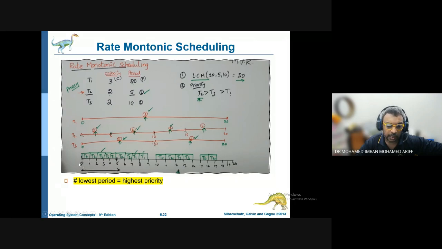Alright? So, at time 0, T2 akan buat. Berapa banyak dia buat? Dia buat 2 sahaja. 1, 2. Kenapa dia buat 2? Sebab capacity dia pun 2. Capacity means the processing lah. So that means for every 5 seconds dia akan proses 2 sahaja. Right? So what will do?